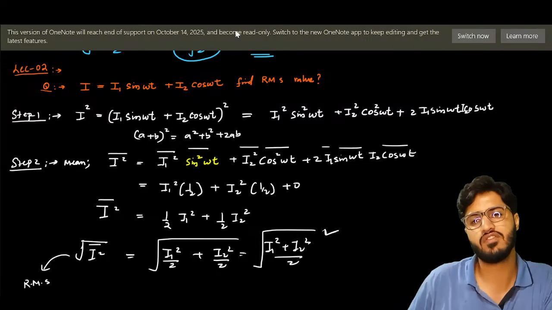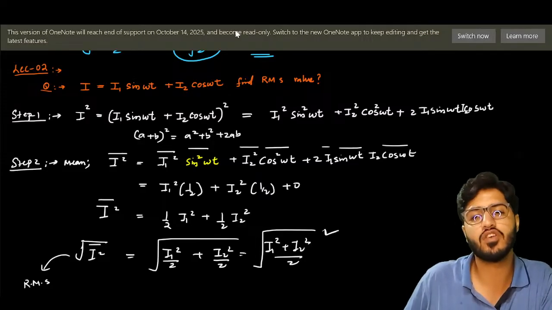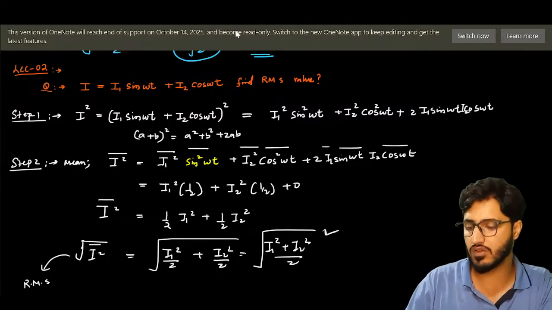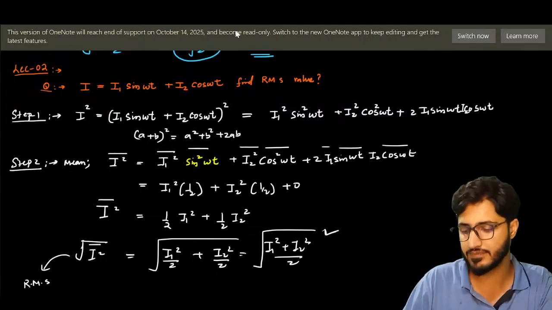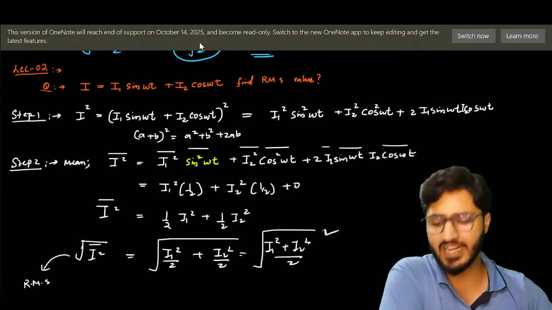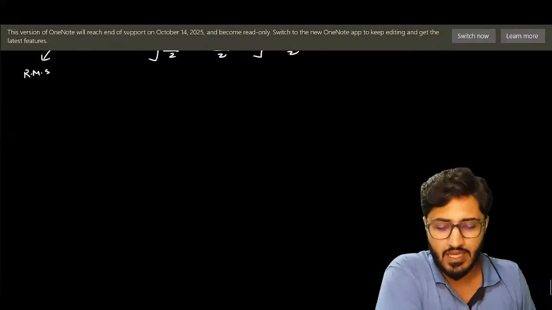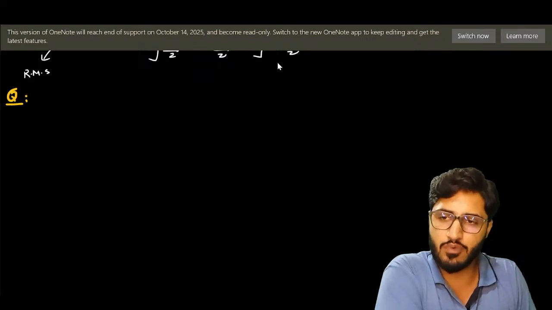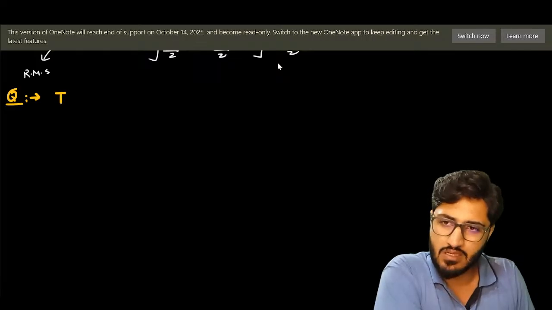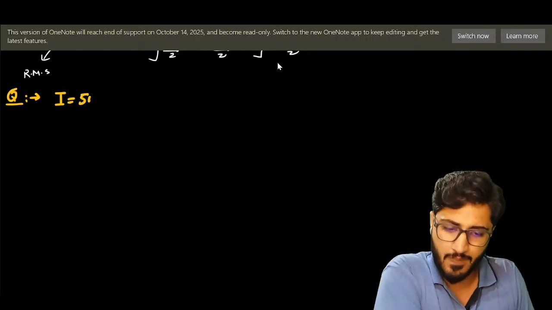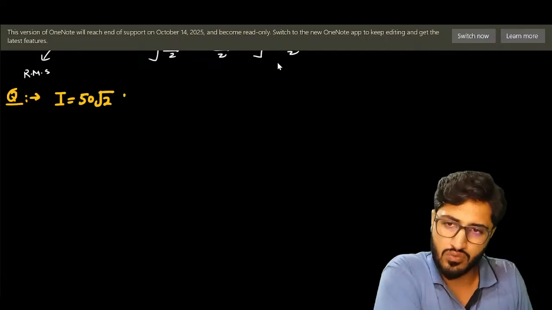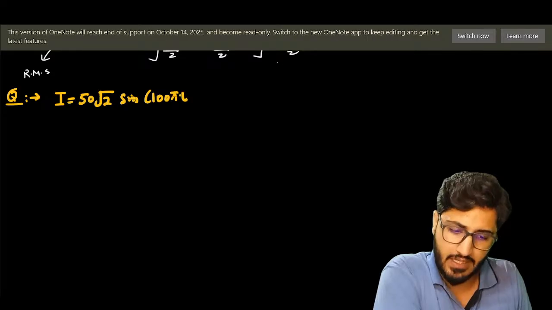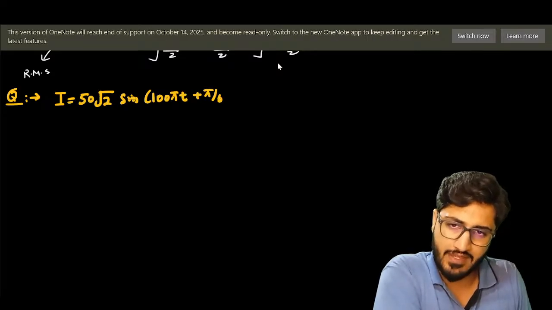By this numerical we did a revision of yesterday's class. Let us take one more direct numerical for yesterday's class. Suppose we are having a numerical I equals 50 root 2 sine of 100 pi t plus pi by 6.